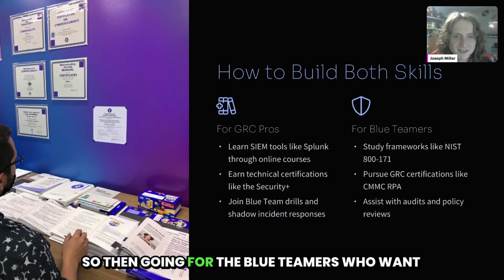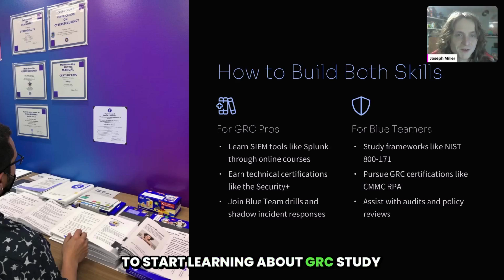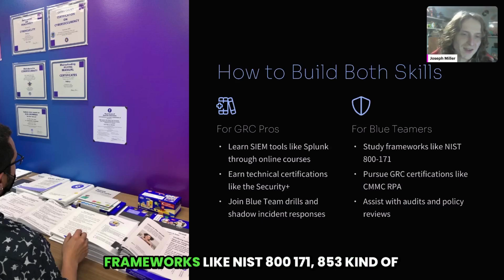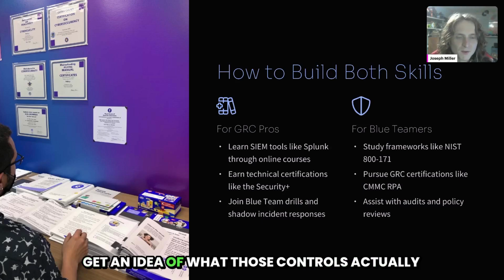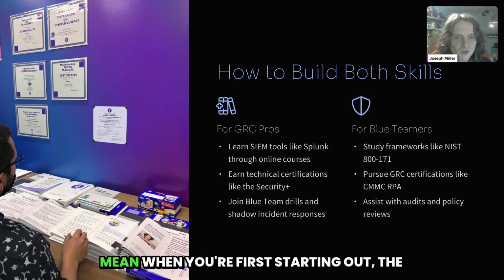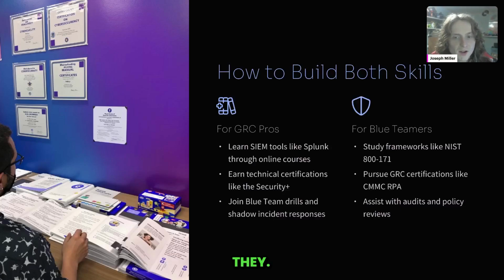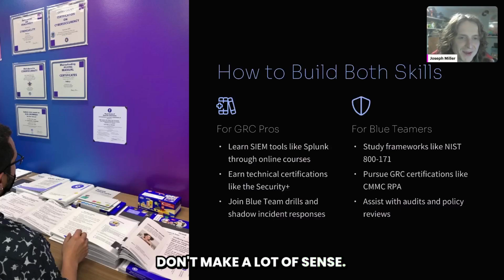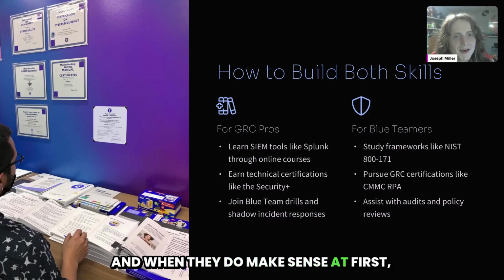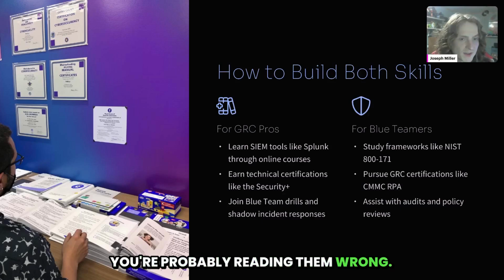Then, for the blue teamers who want to start learning about GRC, study frameworks like NIST 800-171 and 853, to get an idea of what those controls actually mean. When you're first starting out, the controls are really daunting. They don't make a lot of sense. And when they do make sense, at first you're probably reading them wrong.